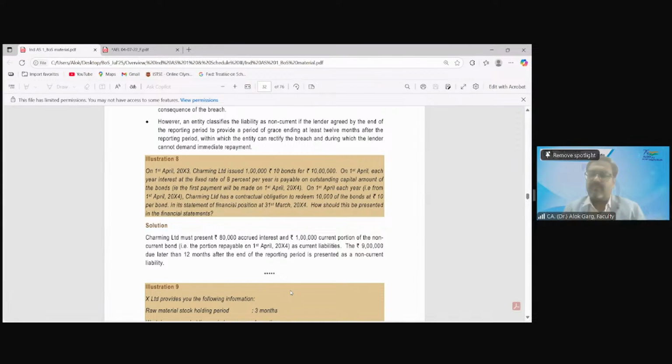Okay, sir. Thank you. Got it. Is that clear? Yes, sir. Clear, sir. In the case of liability it should be contractual. Simply read it like this: if you don't have any contractual right to defer the settlement, then it is a current liability. But if you have a contractual right to defer the settlement after 12 months, then it will become your non-current liability.